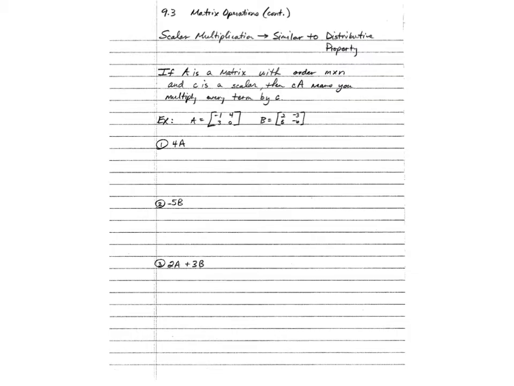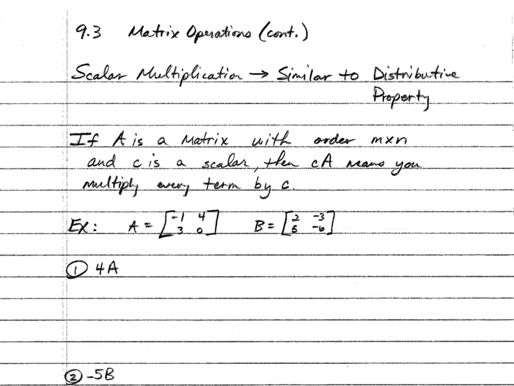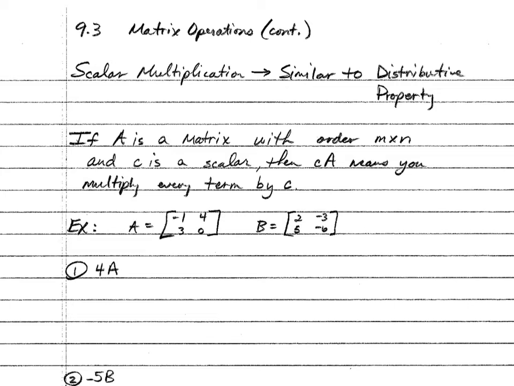Alright, scalar multiplication now. Scalar multiplication is very, very similar to the distributive property. Okay? If A is a matrix with order of m times n, and C is a scalar multiplier, then C times the matrix A means you multiply every term by C.